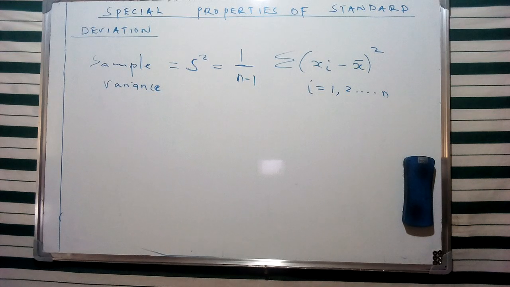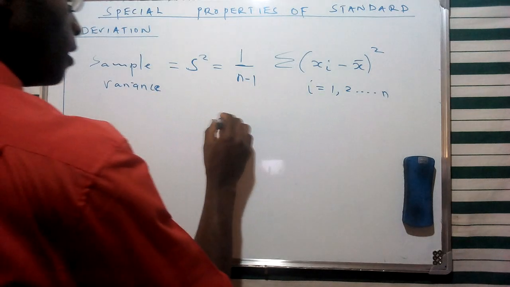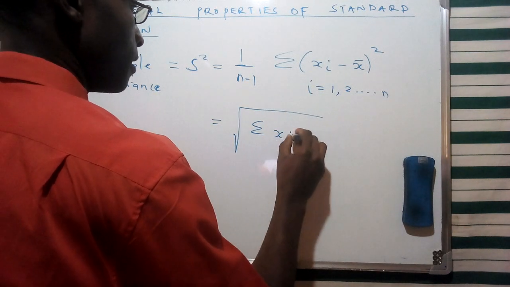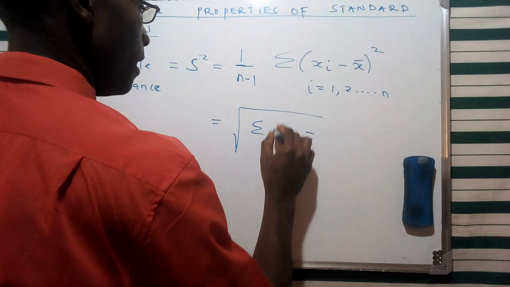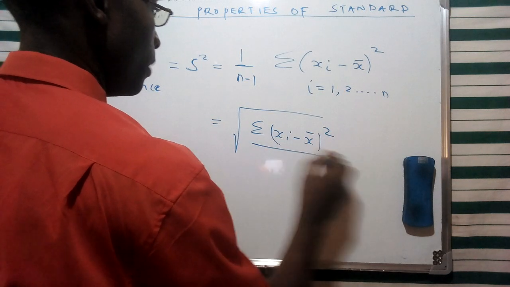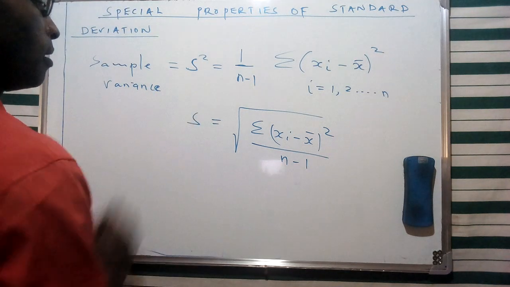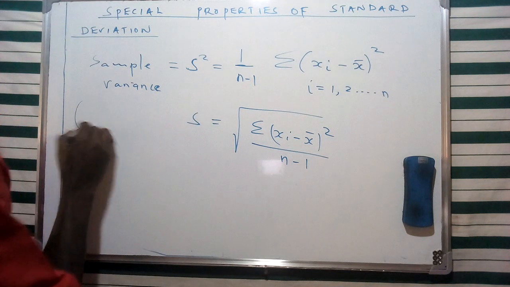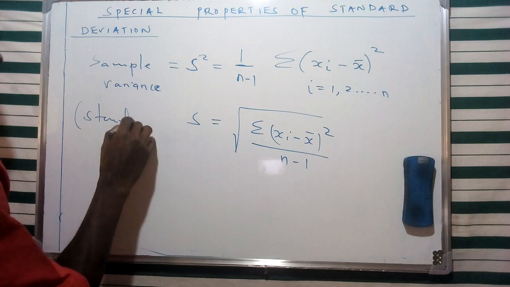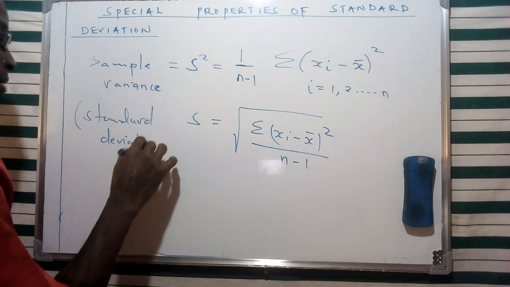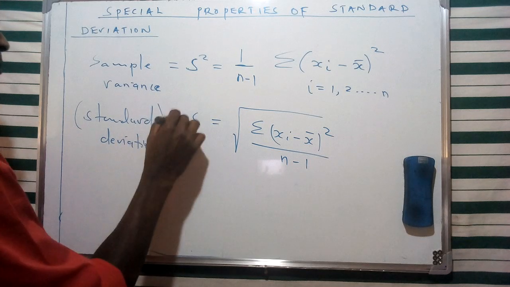And the square root of this particular value was therefore going to be given as the square root of the summation of (xi minus the mean) squared, over n minus 1. And this represented the value of s, which we defined as the standard deviation. In this case, this was a sample standard deviation given in terms of s.